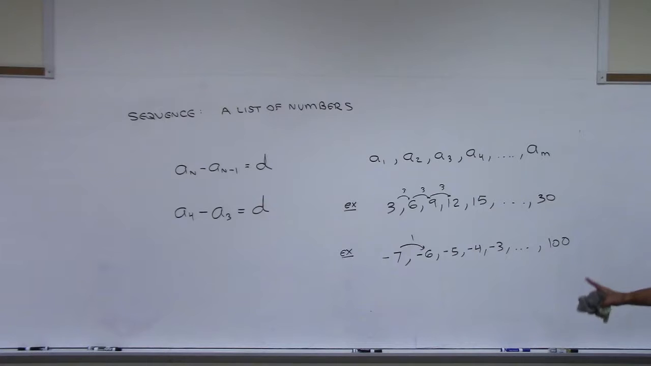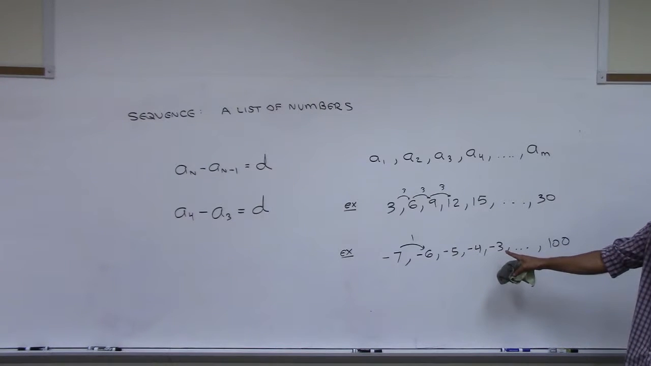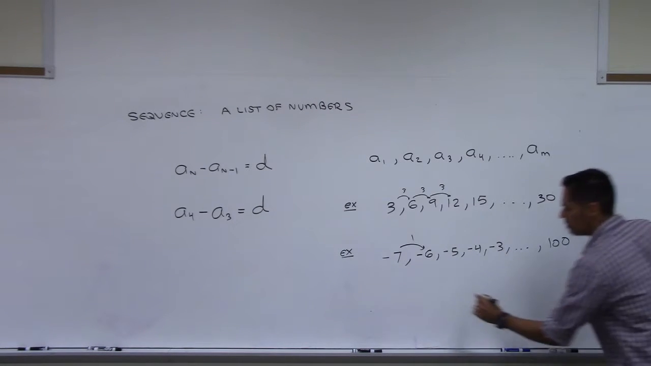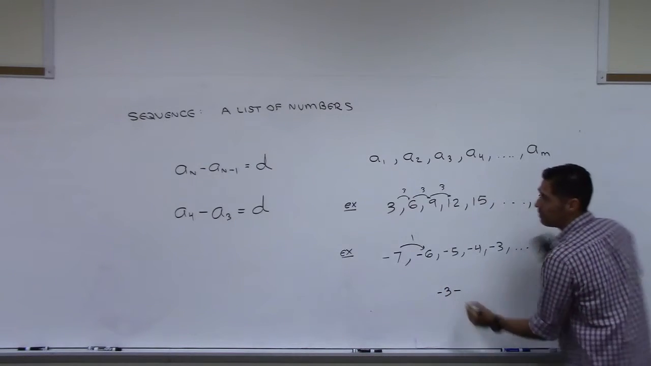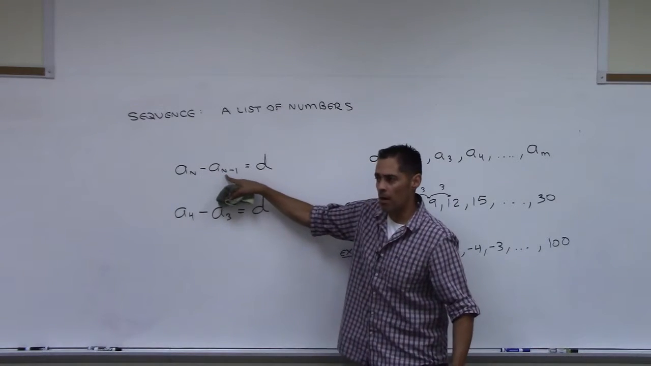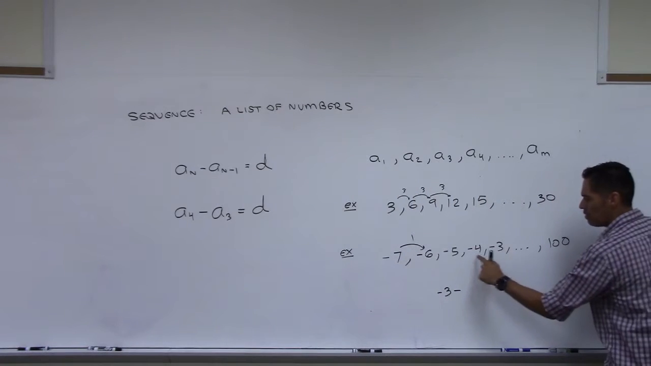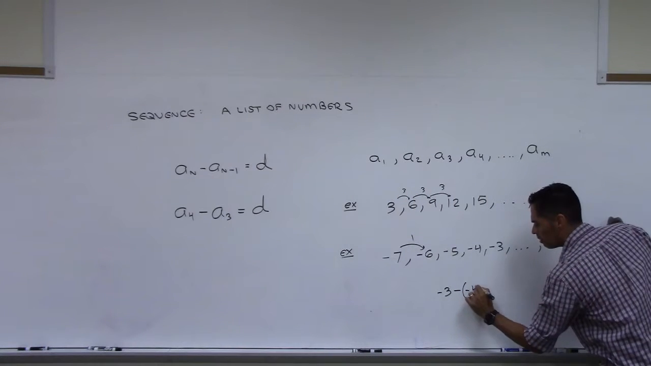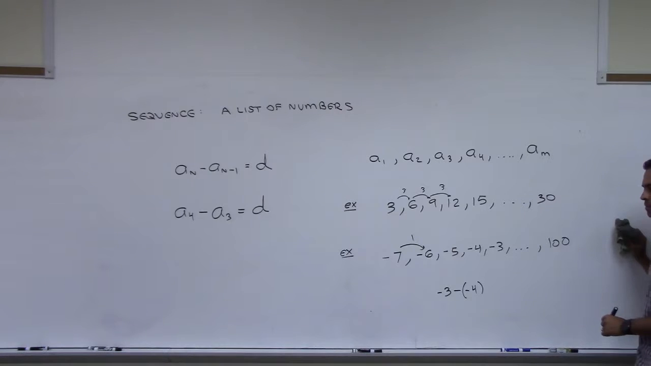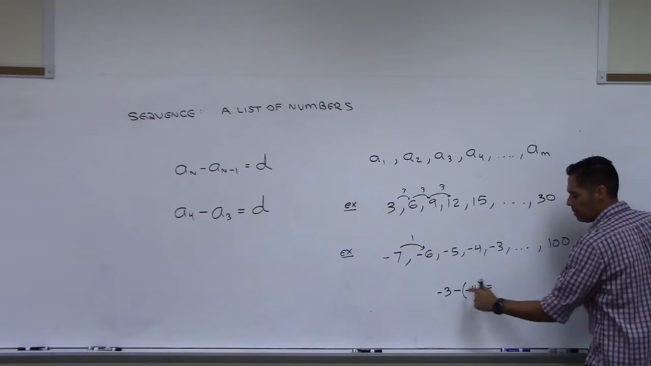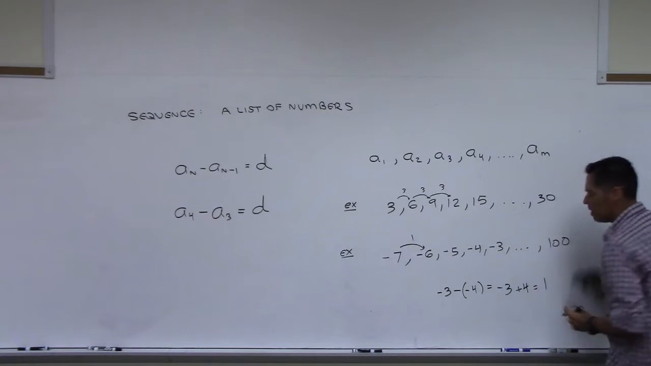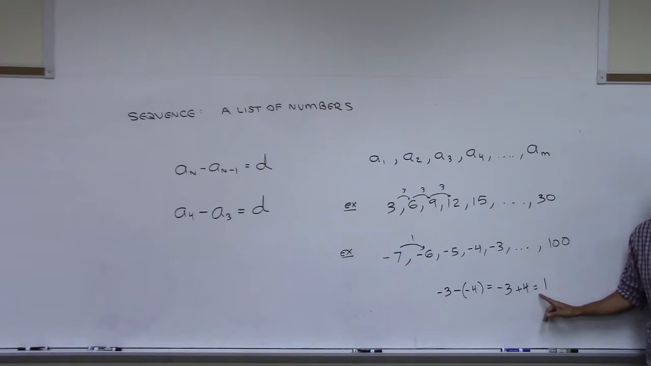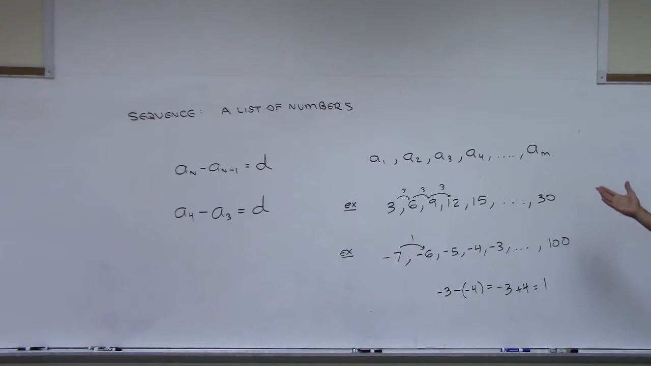Now let's verify that. Let me just pick one of these, -3, and let me subtract from it the one before it. So if I subtract the one before it, I'm subtracting -4. And when you subtract a negative, it really means plus. So this is -3 plus 4. So my common difference is 1. See that? Okay, so that's what makes arithmetic arithmetic.